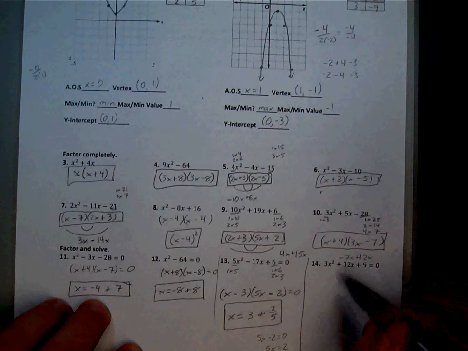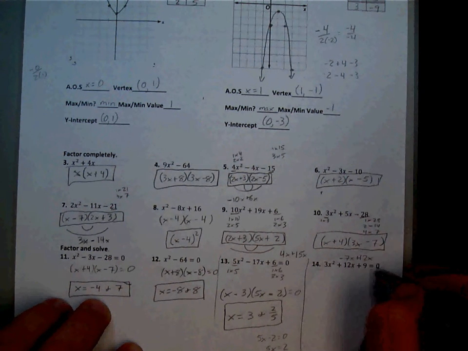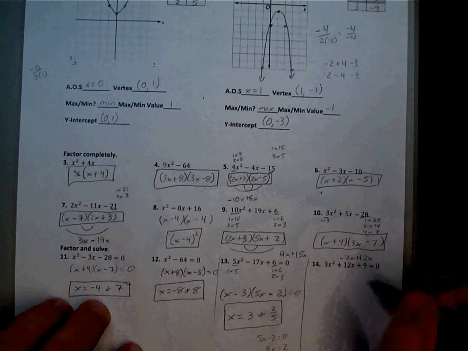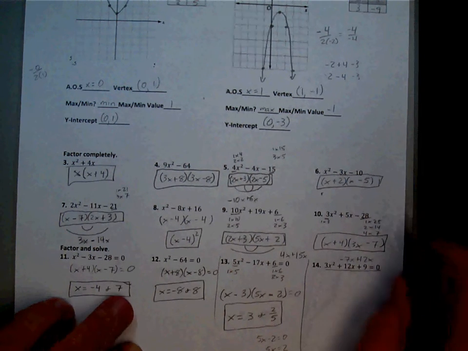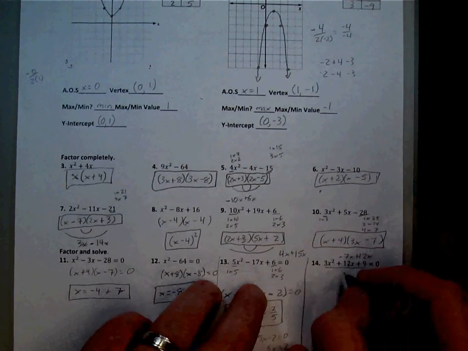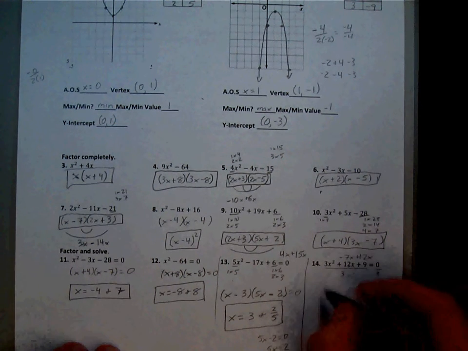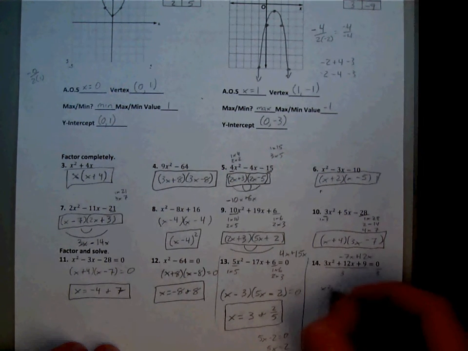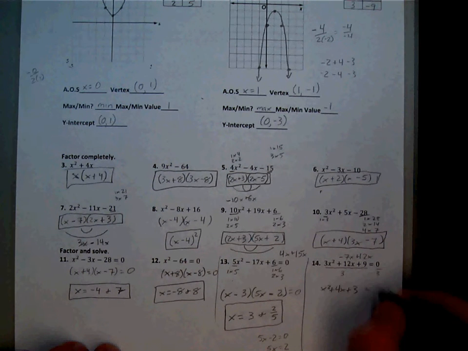Number 14, here I noticed I can divide out a 3, or factor out a 3. Since it's an equation, I can actually just divide both sides of the equation by 3 to get rid of it altogether. I couldn't do this on 3 through 10, because it's not an equation there. But if it is an equation, you can do that. Divide by 3. So now I have x squared plus 4x plus 3 equals 0 divided by 3, which is 0.